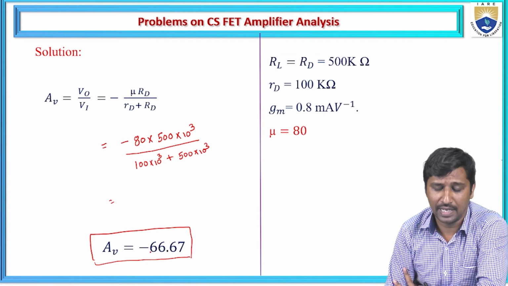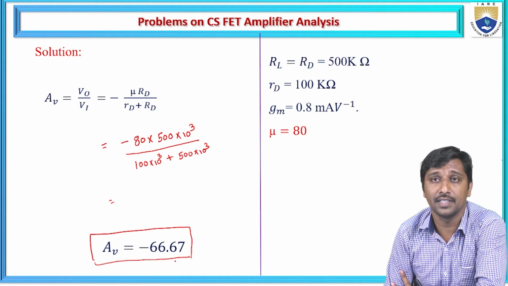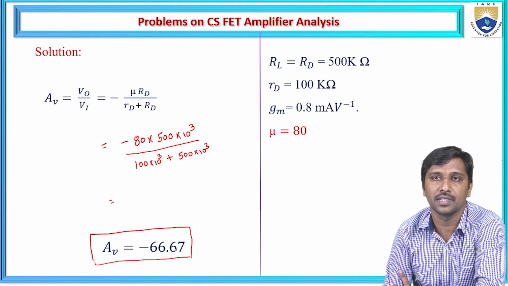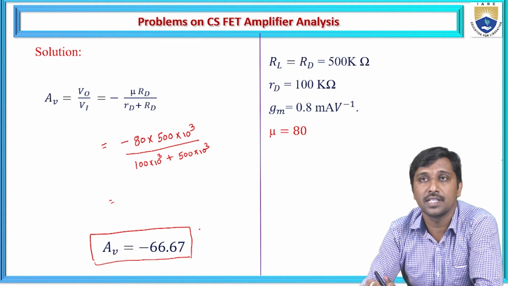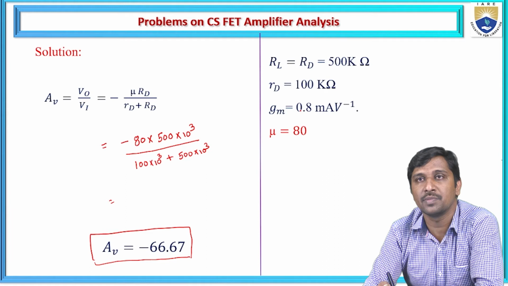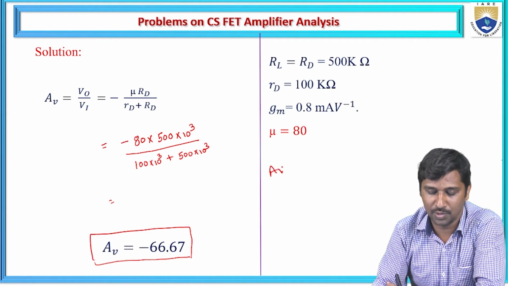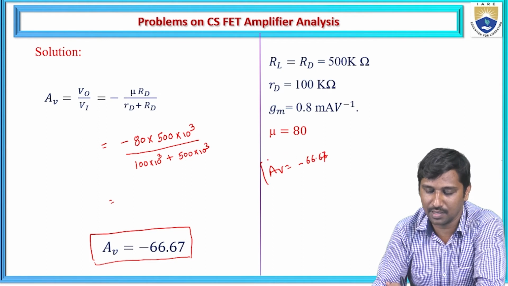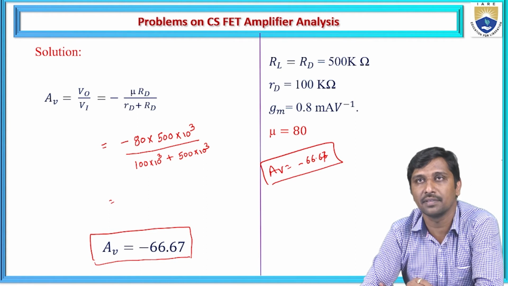66.67. The negative sign indicates a 180 degree phase shift with respect to the input signal, which means the output is 180 degrees out of phase with the input signal. So based on the given specifications, the voltage gain of the common source FET amplifier is minus 66.67.